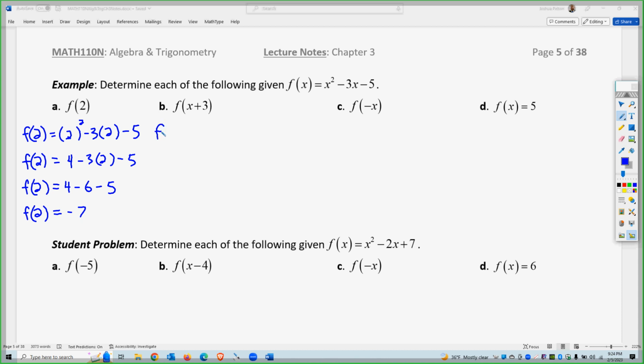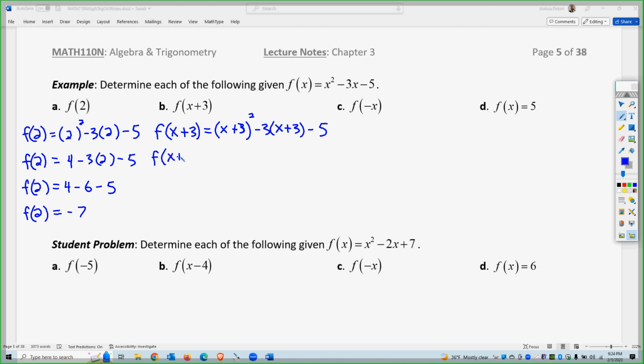All right, let's try something algebraic. So let's say the function value at x plus 3. So we're plugging in something algebraic. Same thing again: parentheses squared minus 3 times parentheses minus 5. Make them a little bit bigger this time so I can fit in the x plus 3, because again, that squared goes to both things, and the 3 is multiplied by both items. So it's very important you put the grouping symbols.